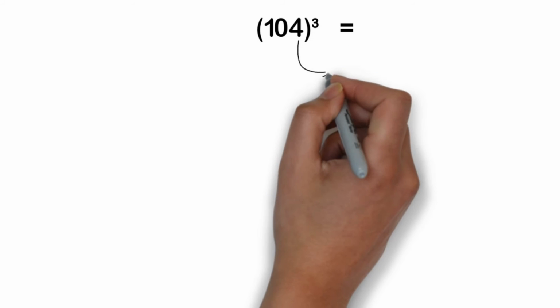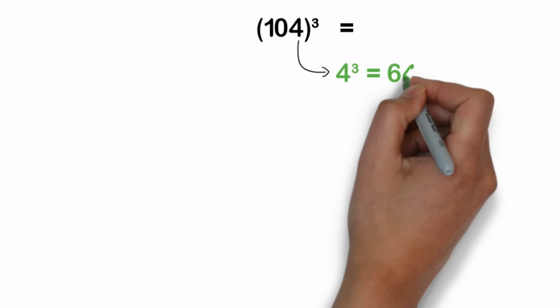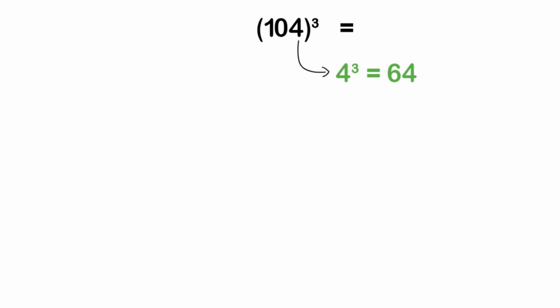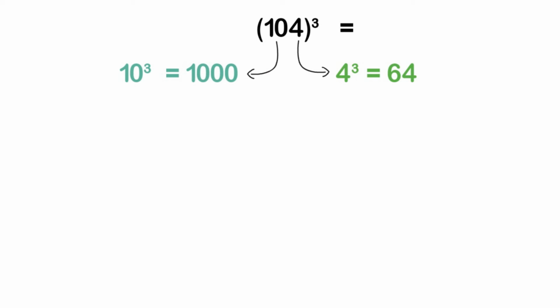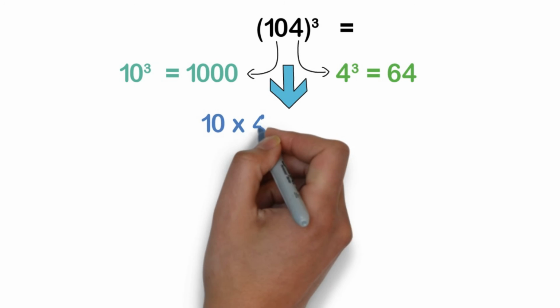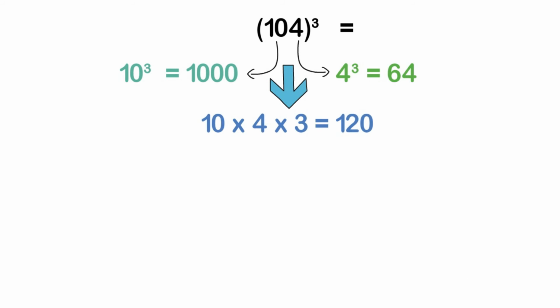Now let's try something different. 104 cube. Although this is the 3-digit number, we still treat it as a 2-digit. We start from the right where we have our 4. So 4 cube equals 64. On the left side, we have 10 cube, which equals 1000. Then the product of the middle part, which is the original number. That will be 10 multiplied by 4 multiplied by 3, which equals 120.